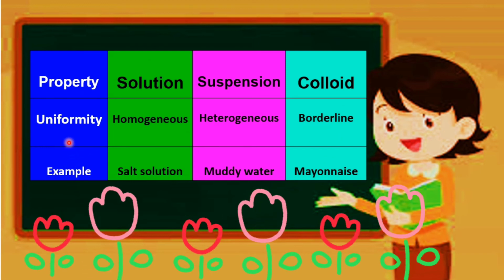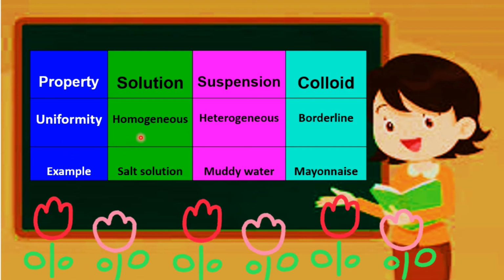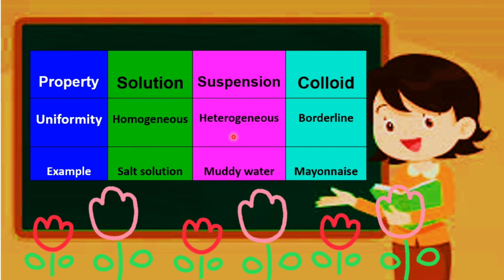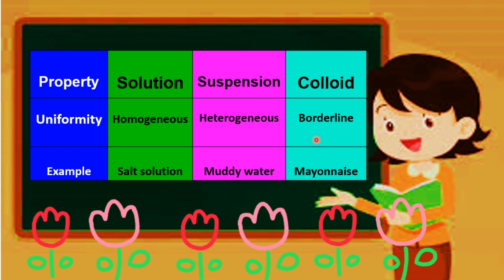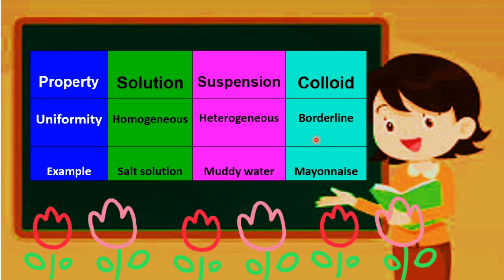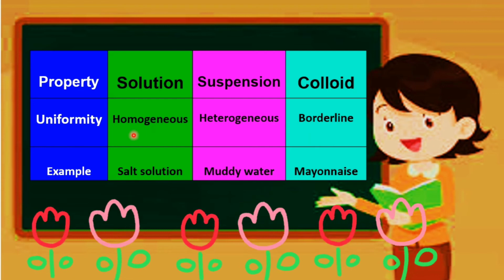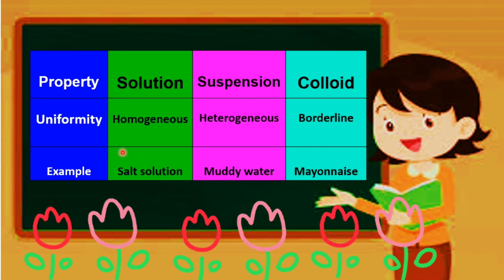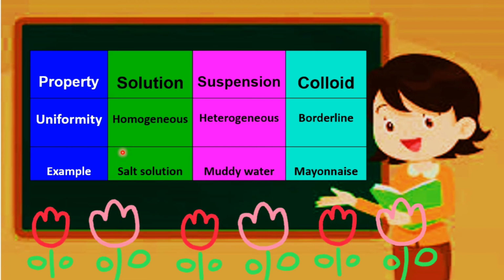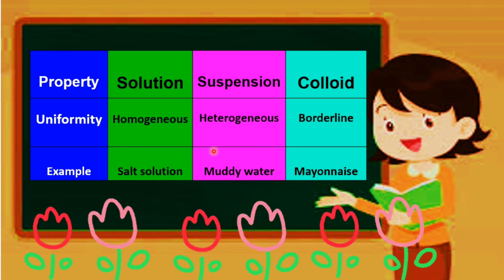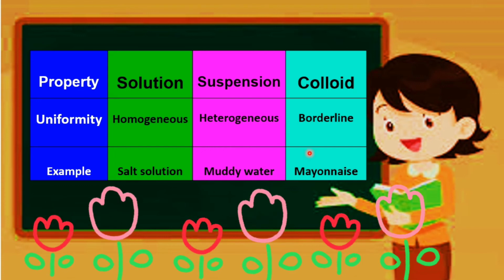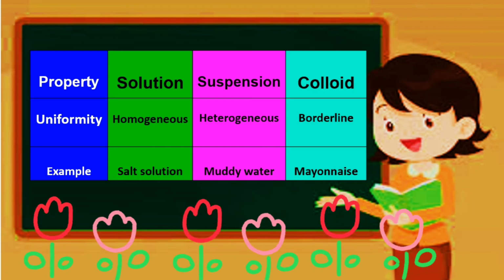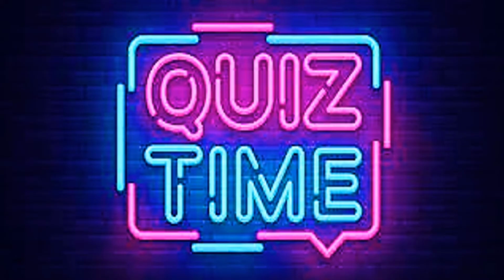Okay, when we talk about uniformity, solution is homogeneous. Suspension is heterogeneous, while colloid is borderline. It's between homogeneous and heterogeneous. How about an example? Of course, the common example for solution is salt solution, otherwise known as a true solution. In suspension, we have muddy water, and in colloid, we have an example of mayonnaise. That's it! We're done comparing solution, suspension, and colloid.